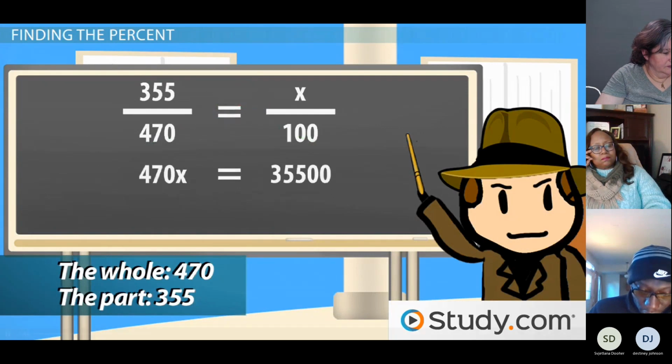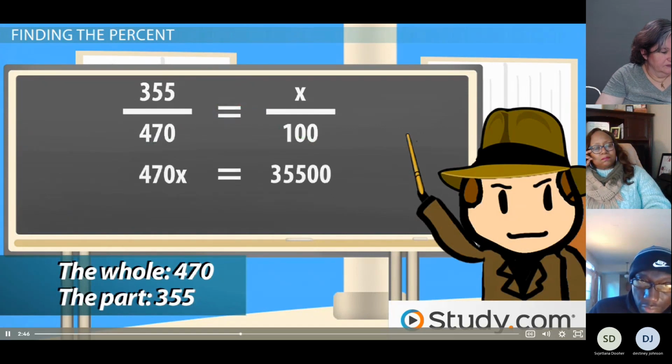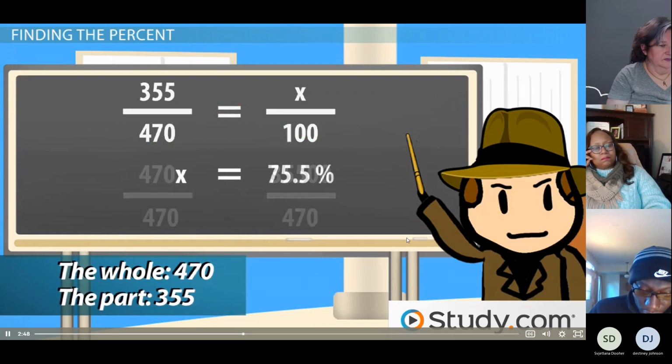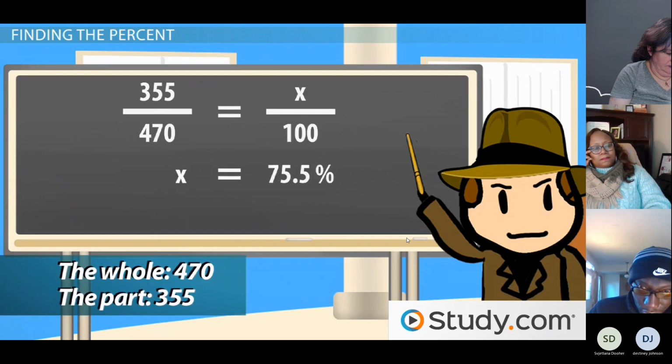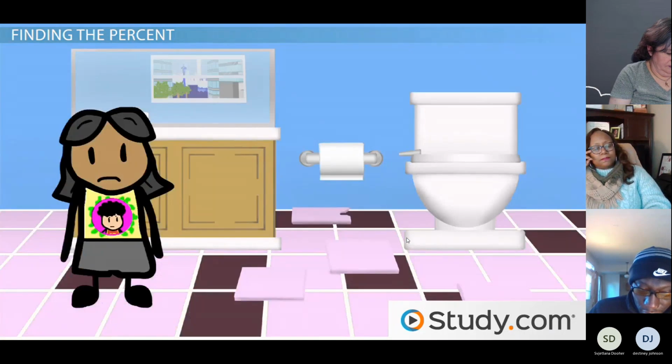So 470x equals 35,500. Divide by 470, and x equals 75.5%. And that's our answer. Sadly, that doesn't cover the walls with tiles, but at least Ashley knows how much coverage she'll have.